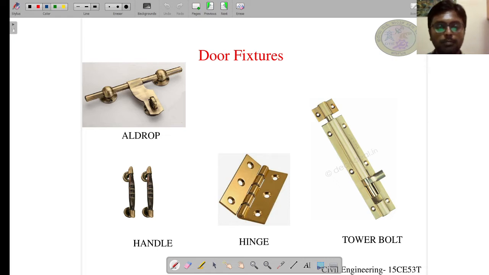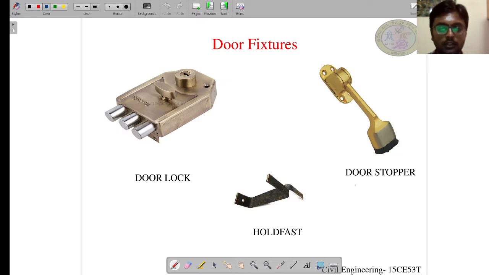So in order to complete rate analysis, we not only require the wood quantity but also we require the door fixtures such as the L drop, the handle, the hinge which is used to secure the door shutter to the door frame, the tower bolt, the door lock, the door stopper and the hold fast. Hold fast is used to secure the door frame to the masonry.